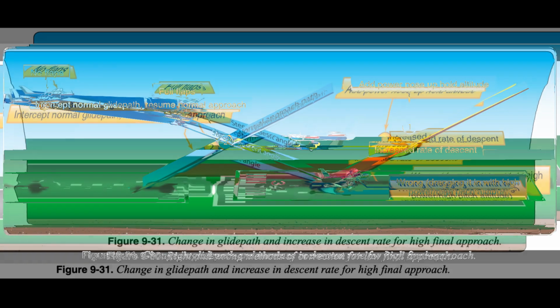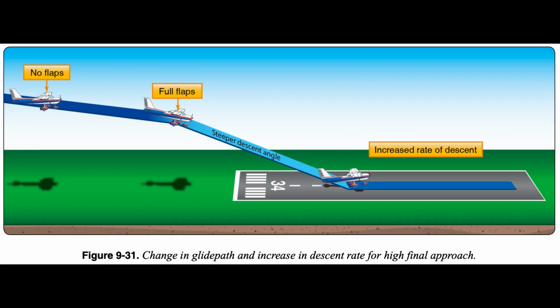High final approach. When the final approach is too high, the pilot may lower the flaps as required. Further reduction in power may be necessary, while lowering the nose simultaneously to maintain approach airspeed and steepen the approach path. Figure 9.31. Alternatively, the pilot could use a forward slip to increase the descent angle and rate of descent while maintaining proper approach speed.